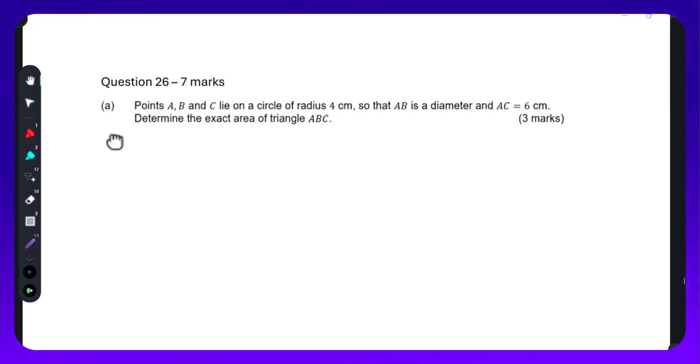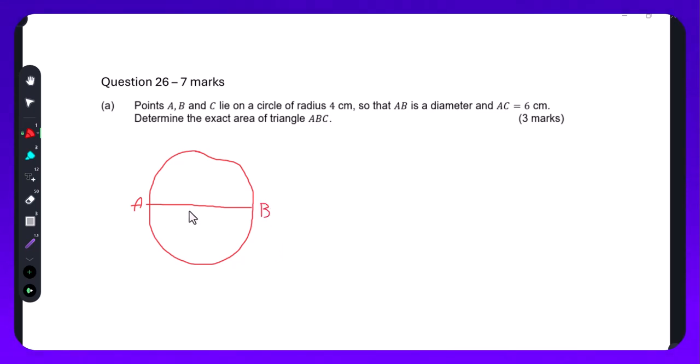Okay, points A, B, and C lie on a circle of radius 4 centimeters, so that AB is a diameter and AC is 6 centimeters. So I'll just quickly make that, just very roughly. And that is there. We've got A, we've got B, because AB is a diameter.